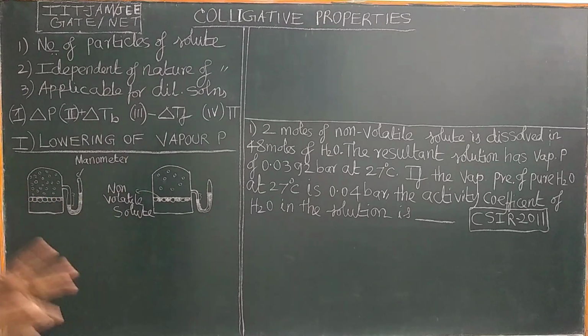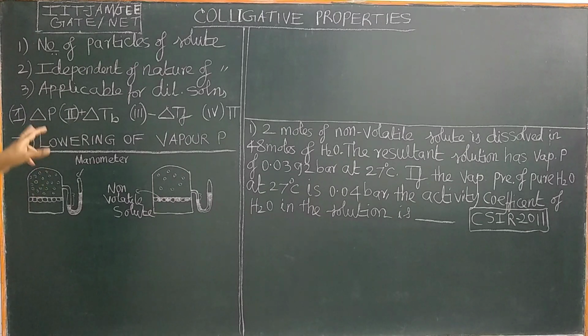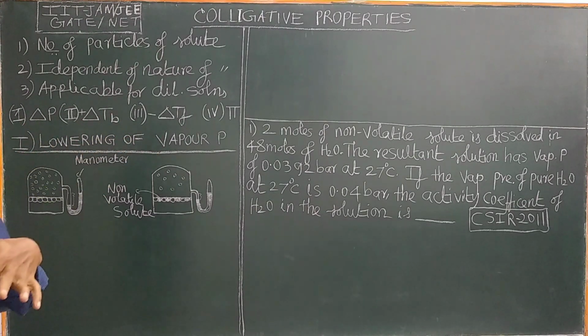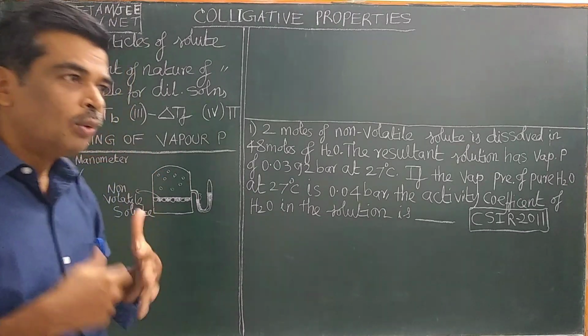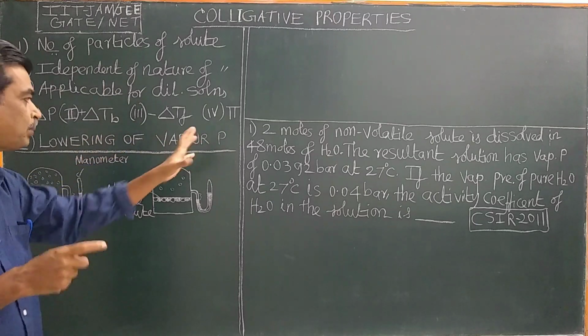What are the different types of colligative properties? There are 4 types of colligative properties you have studied: lowering of vapor pressure, elevation of boiling point, depression of freezing point, and osmotic pressure. Okay, now we will study one by one. Let us first study lowering of vapor pressure.